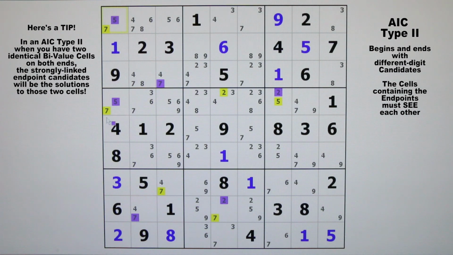So like I said before, when you have an AIC type 2, you can eliminate the start digit from the end cell and the end digit from the start cell. So the start digit is 5, so you can eliminate that from the end cell, and the end digit is 7, so you can eliminate that from the start cell. And then you can solve the 7 and the 5, those are the solutions to those cells.